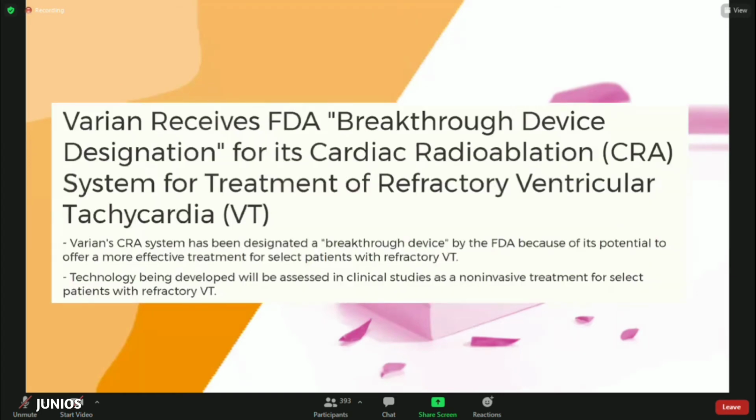Earlier this year, Varian announced that they've received FDA breakthrough device designation for its cardiac radioablation system for VT. Currently, there are not a lot of details, but it will be very interesting to see what comes from this.